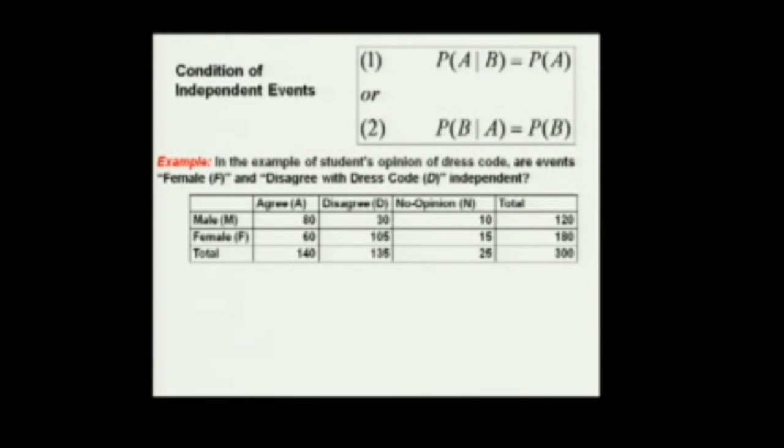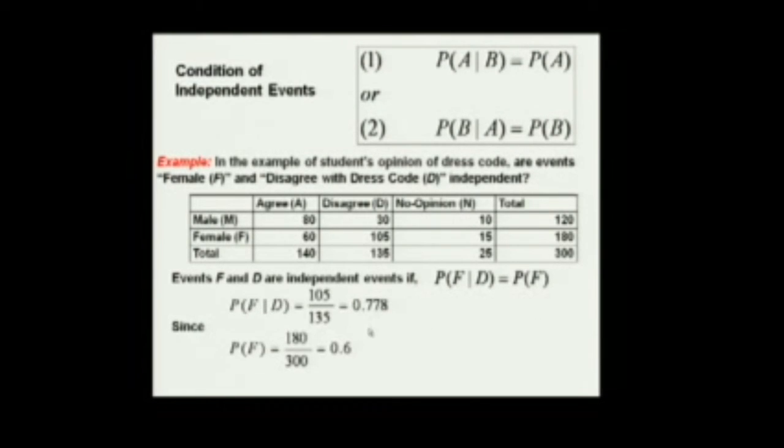Similarly, if we're talking about female and disagree, in order for female and disagree to be independent, P(F given D) will have to be equal to P(F). And if we calculate each independently, we see that the two probabilities are not the same. And what does that mean? It means the two events are dependent, meaning that disagreeing with the dress code had something to do with the fact that the student is a female.